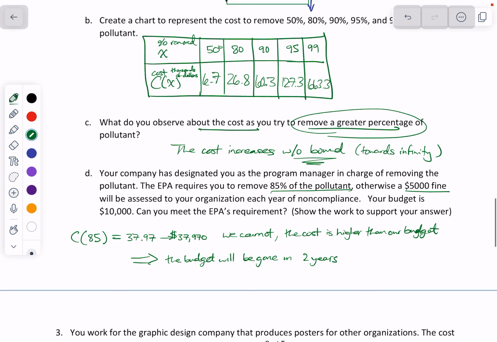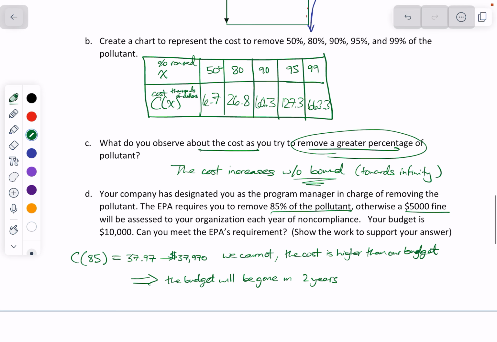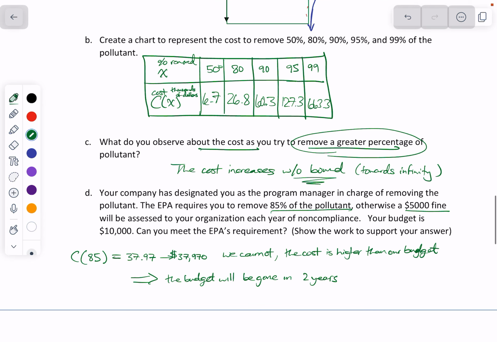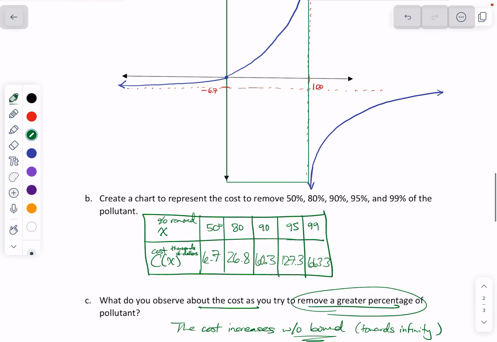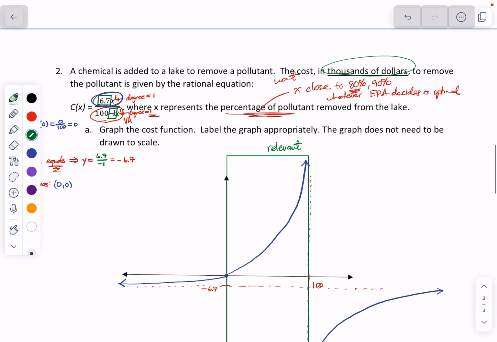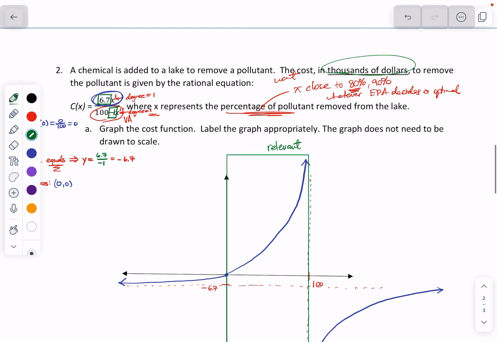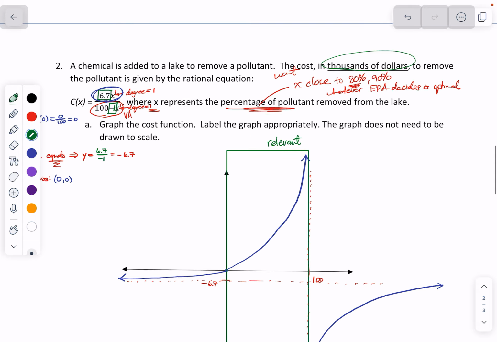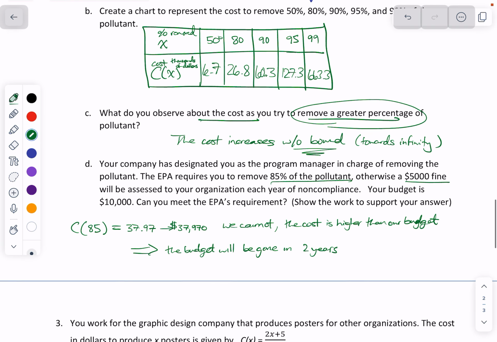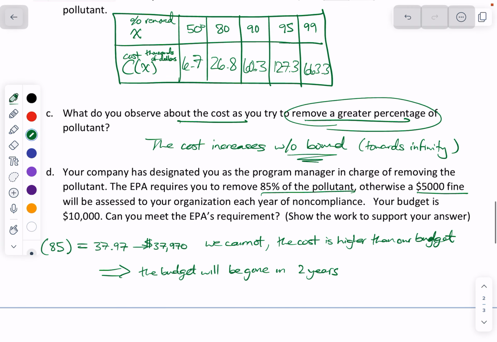So we're not able to satisfy the EPA, unfortunately. And I don't see any other way out of this. So that's a shame. That's a shame. So we're just throwing this chemical into a lake, and we get fined out of business.